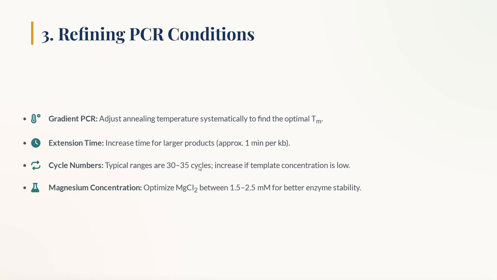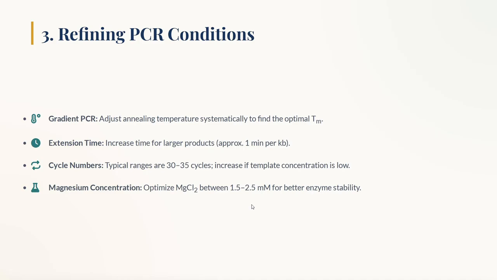So make sure if you are keeping a high number of cycles, 35 cycles, you should have ample amount of reagents as well, right? Usually 28-30 cycles are enough, right? Next is magnesium concentration. Optimization should be done of MgCl2 also, generally between 1.5 to 2.5 millimolar for better enzyme stability. Again, magnesium chloride has to be added only when you are adding everything separately, like dNTP separate, Taq separate.